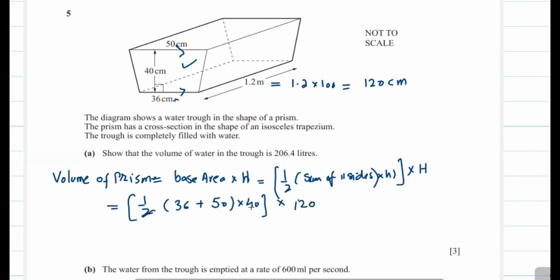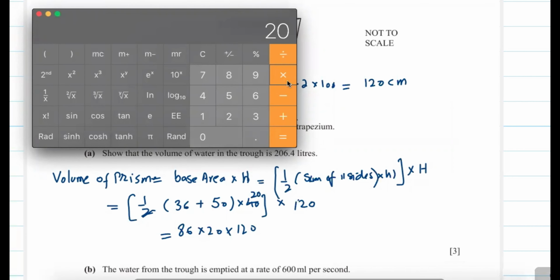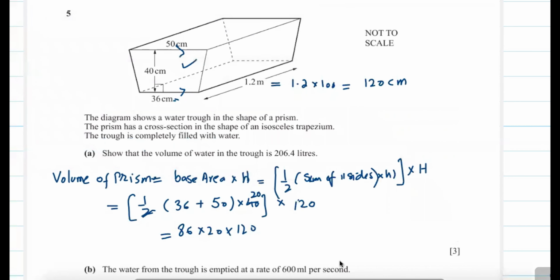Now we calculate it, that value will be equal to 43 multiplied by 40 multiplied by 120. Now we see that 20 multiplied by 120, we get 2,400... so the answer is 206,400 cubic centimeter.